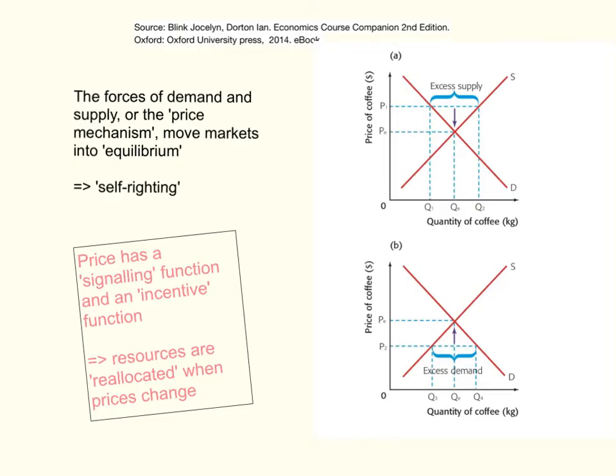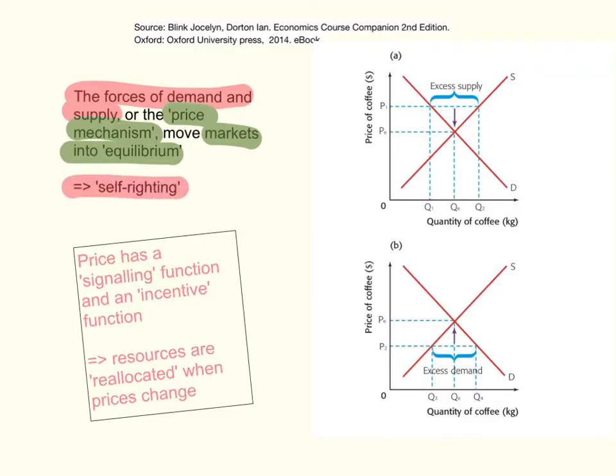So, those mysterious forces of demand and supply, they are often referred to as the price mechanism. These are the forces that move markets into equilibrium. It's important to remember that the price mechanism is a self-righting or self-correcting mechanism. If there's any situation of excess supply or excess demand, the market will eliminate this excess supply or this excess demand by itself. It will correct any surplus or shortage by itself.